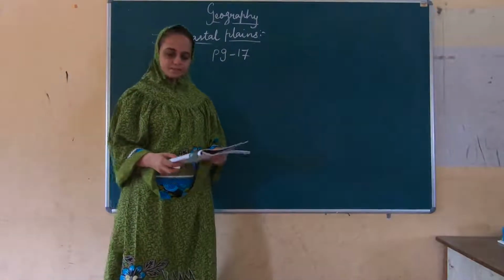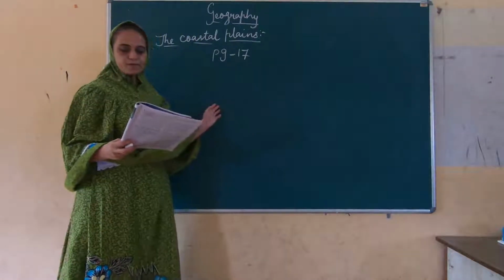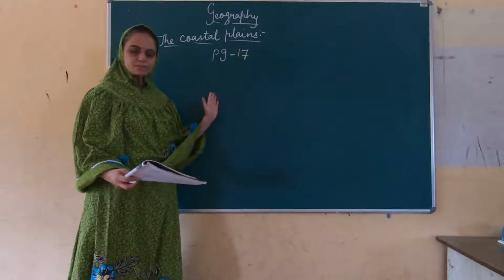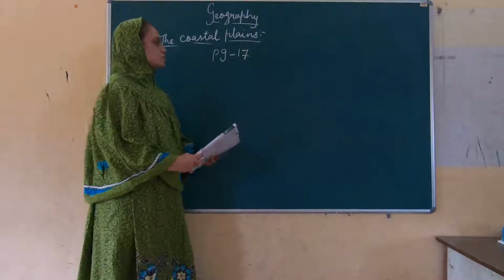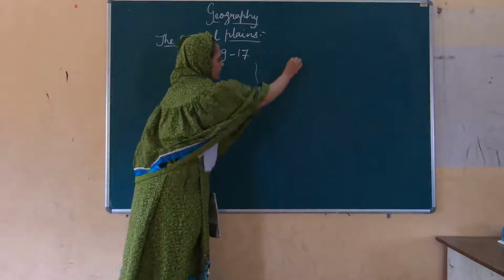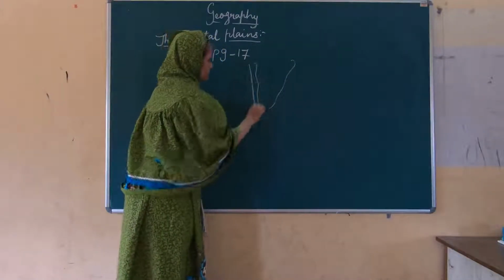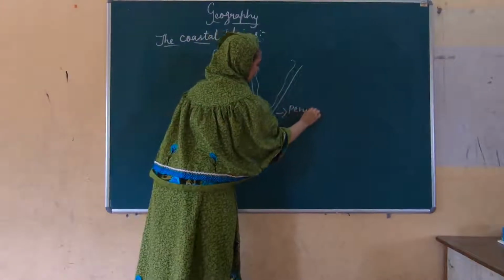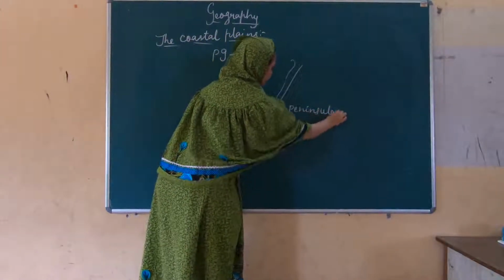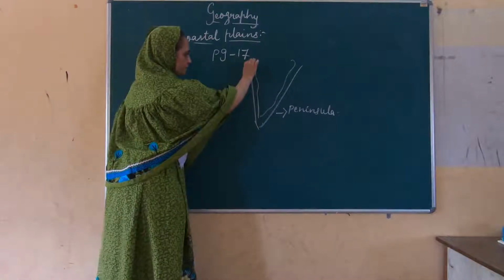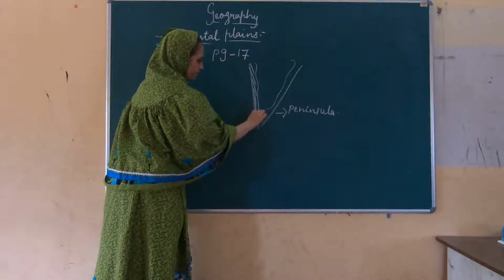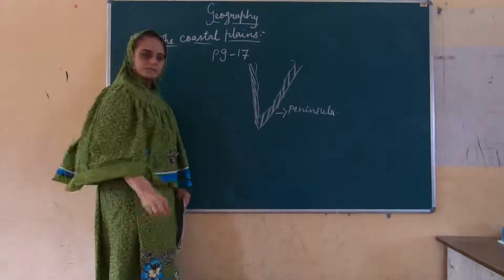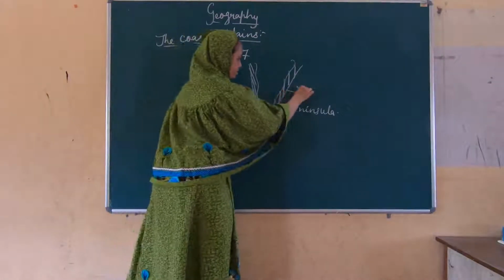The next was the North Indian plains. We have studied that this North Indian plain lies to the east of the Aravalli mountains. The next was the peninsula. As we know, this triangular part of India is called the peninsula. The next major division is the eastern and western Ghats.